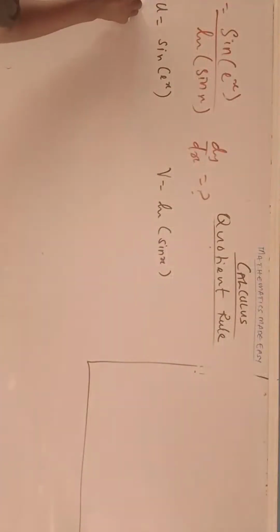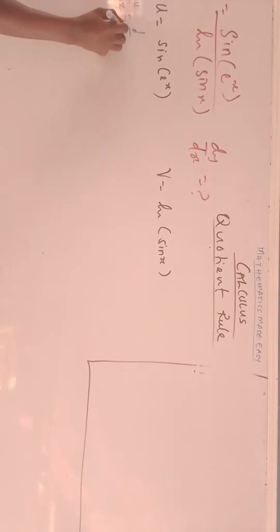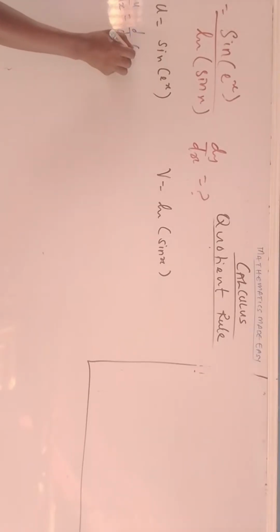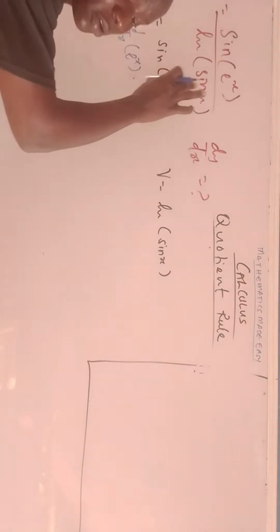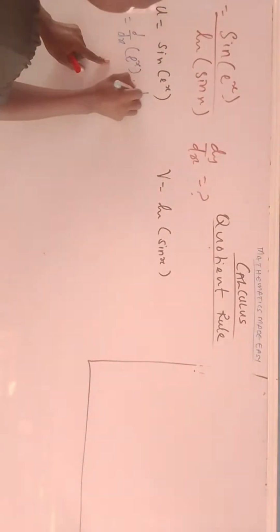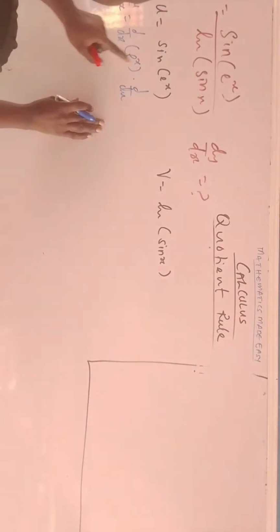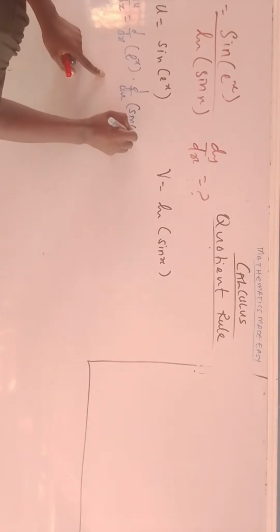Let's do that together. This one means we can now say that du/dx is equal to what? d/dx of exponential x, then multiply by, when you let exponential x be u, d/du of sine u.